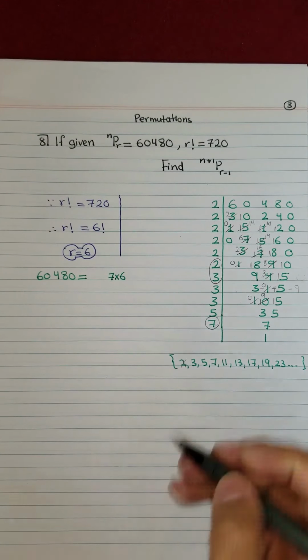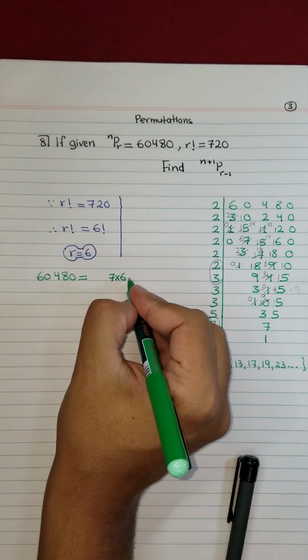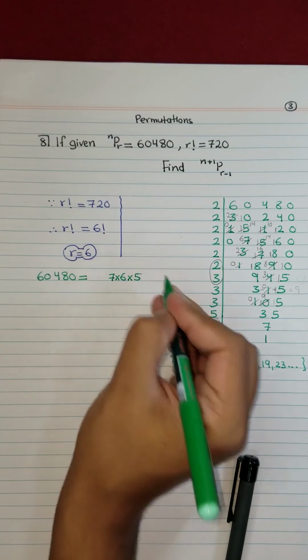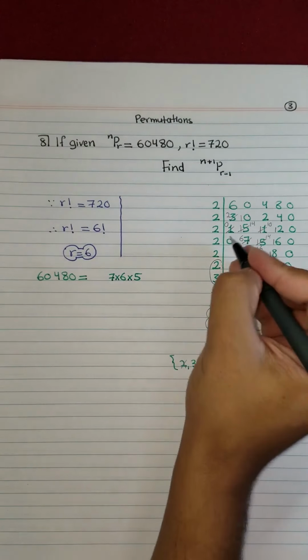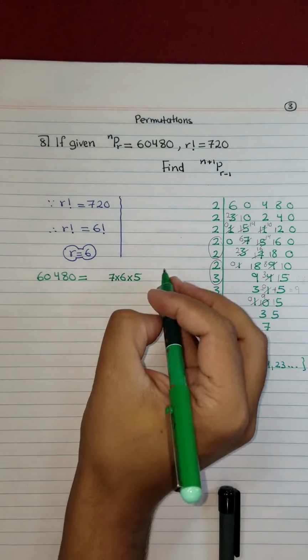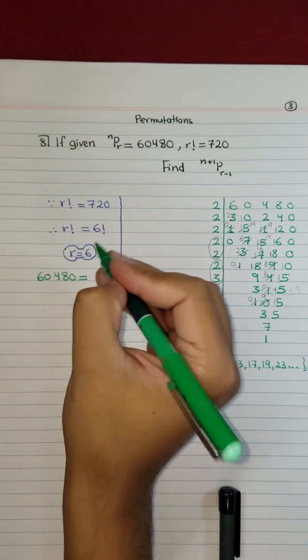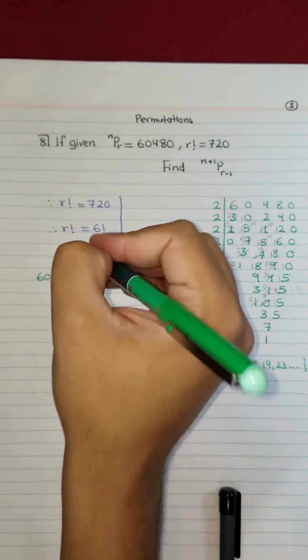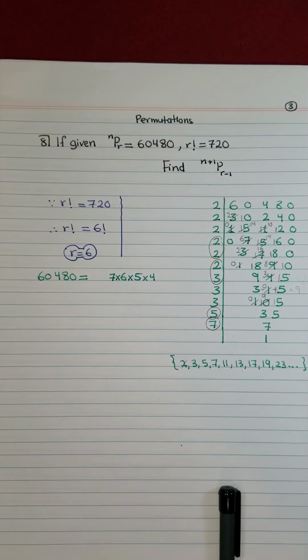Okay, we can say 5, right? That's here. We can take 4. That's here. But look at this, guys. We've already found R, and R was how much? It was 6, right? So we need 6 numbers, 6 factors. Okay? We don't need more than that.